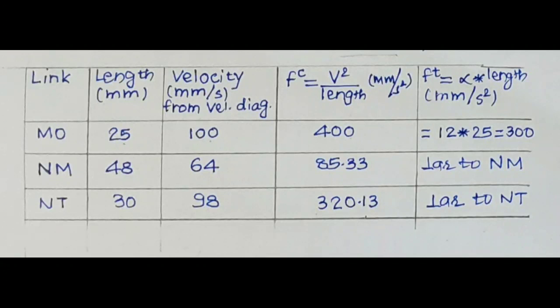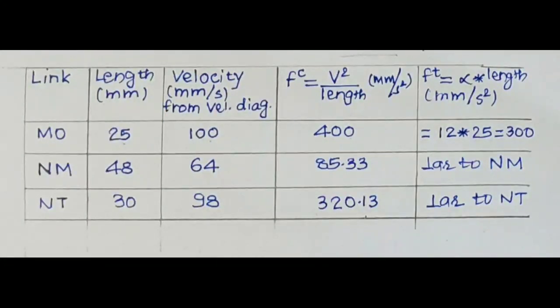Now FC, centripetal component of acceleration for link MO, is equal to V square upon R, that is link length. It will come 400. And FT value for link MO is equal to R alpha. R is nothing but link length. Alpha is angular acceleration. Angular acceleration for MO link is given in the problem as 12 radian per second square. That is, FT value is equal to 12 into 25 equal to 300 mm per second square.